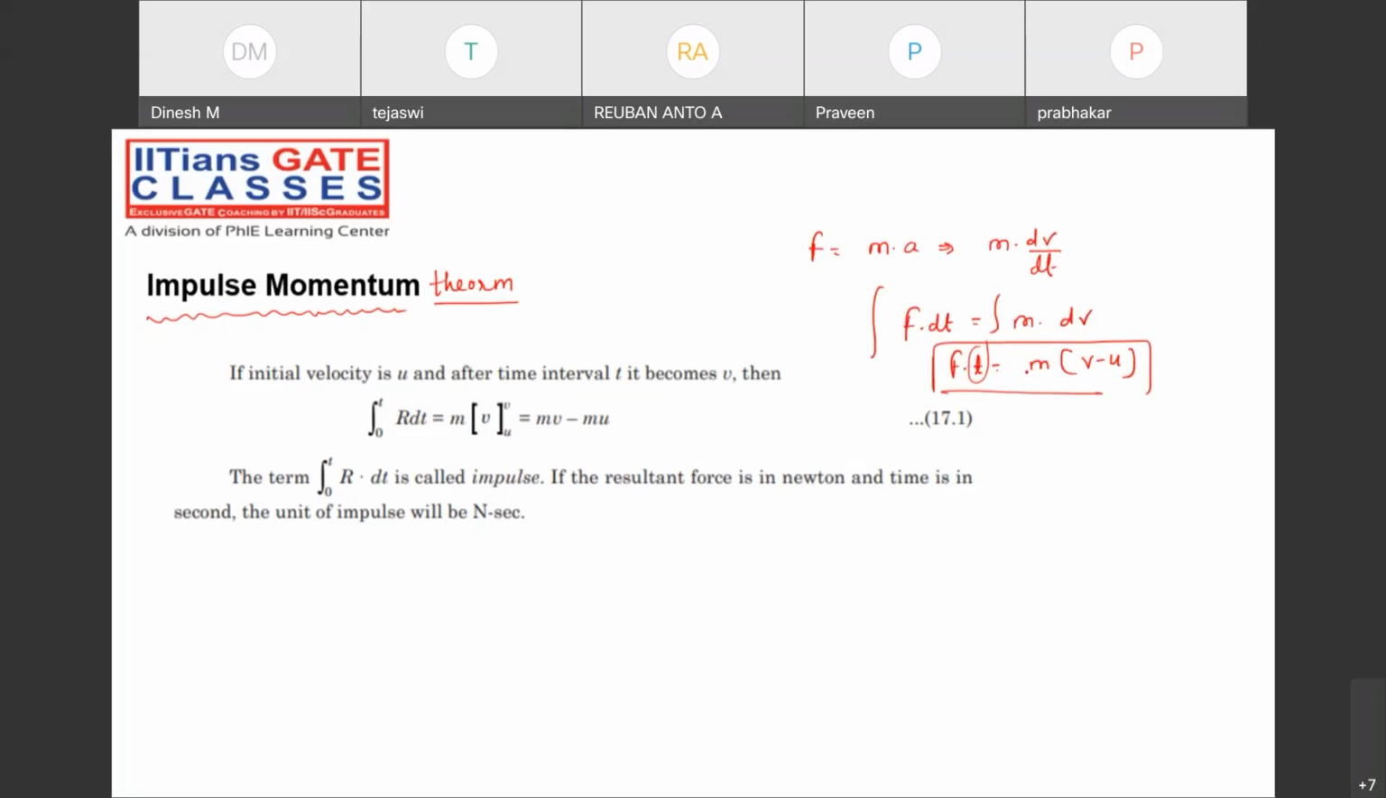If somebody asks you what is the impulse, then if you want to find the impulse, what is the formula? Final momentum minus initial momentum, right? Please note down. This particular term is called impulse. Impulse means the amount of force that is acting for a very, very small duration of time. And that is the formula we have: final momentum minus initial momentum. Do not confuse. Don't say initial minus final. No. Final momentum minus initial momentum.